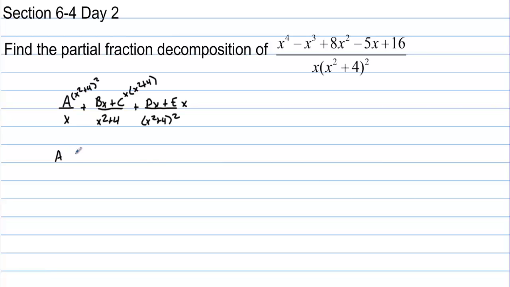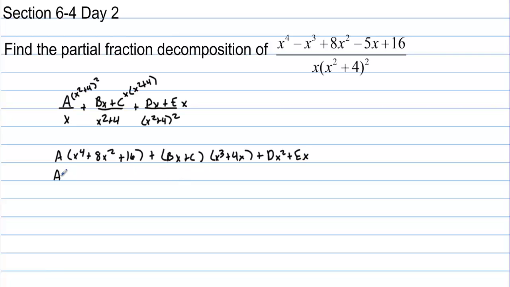We have A times x to the 4th plus 8x squared plus 16. And then plus, let's distribute the x through. We have Bx plus C times x to the 3rd plus 4x, and then on the last one we have plus Dx squared plus Ex.